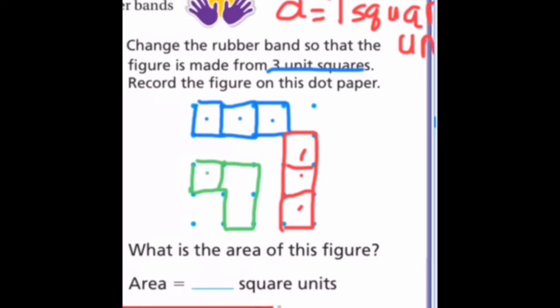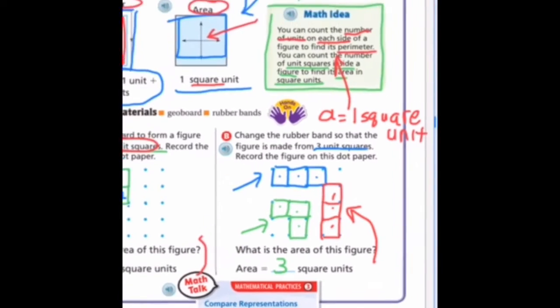1, 2, and 3 unit squares. All right. So for all of them, they're made up of 3 individual squares. So for all 3 of my shapes that I drew, each one has an area of 3 square units. This one has an area of 3 square units. So does my blue one, and the red one also has 3 square units.